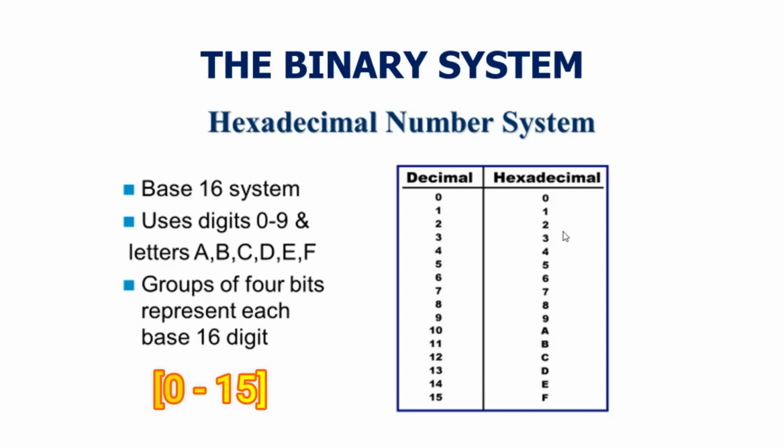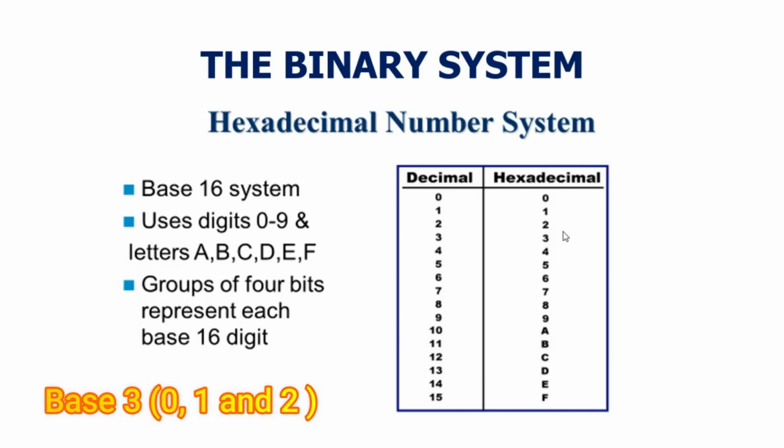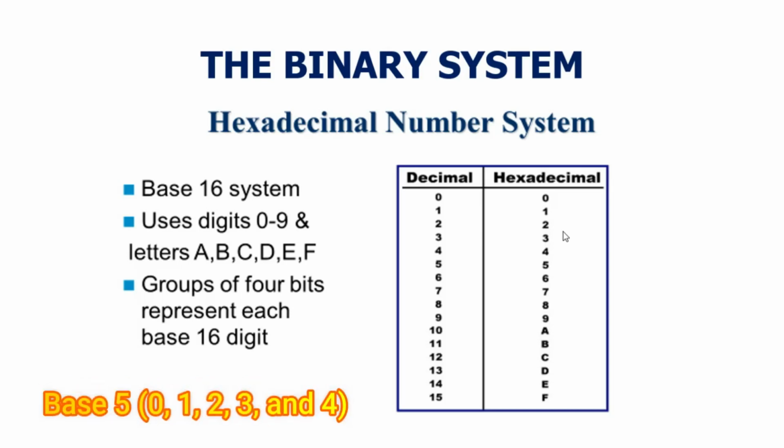Okay, do not forget, base 2 are numbers 0 and 1. Base 3 are 0, 1, and 2. Base 4 are 0, 1, 2, and 3. Then base 5 are 0, 1, up to what? 4. Don't forget. So base 16 is called hexadecimal, which are numerals between 0 and 15.